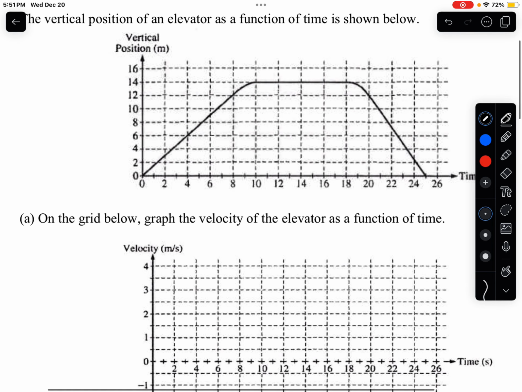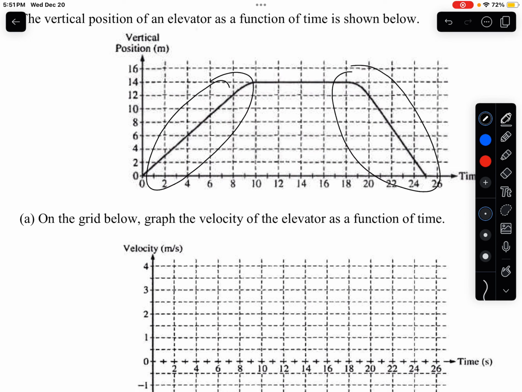So for part A, to draw the velocity function, I'm going to find the slope of these parts, because when the position function is a line growing at a constant rate, that means the velocity is a constant, which means the velocity is going to be a straight line, and whatever you get for the average velocity is going to equal the velocity from 1 to 8.